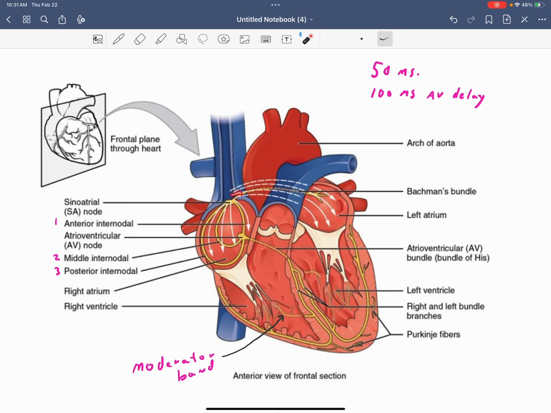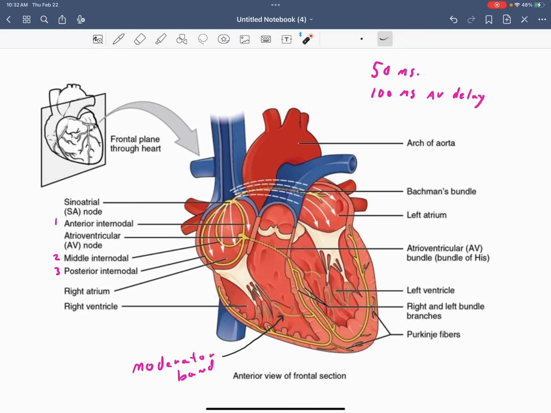Now, how long does this take? It takes about 50 milliseconds for the atria to have the contraction spread throughout them. Now, that is the right atrium. How about the left atrium? Well, the left atrium contracts almost simultaneously, and we do have a structure called Bachmann's bundle, and that helps to get the signal over to the left atrium.